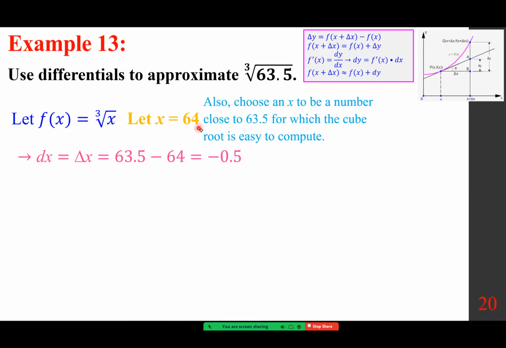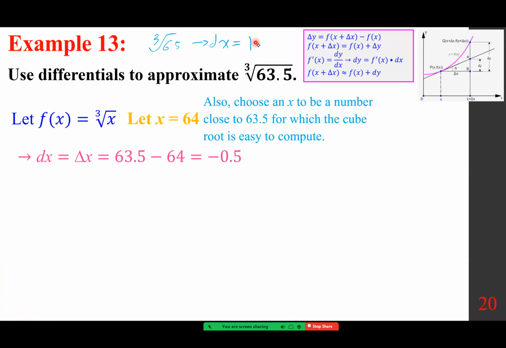If I want to calculate, let's say, cube root of 65, I hope you realize dx is positive 1, okay? Because 65 minus 64 is positive 1. And that makes the difference. You'll see it in a moment.